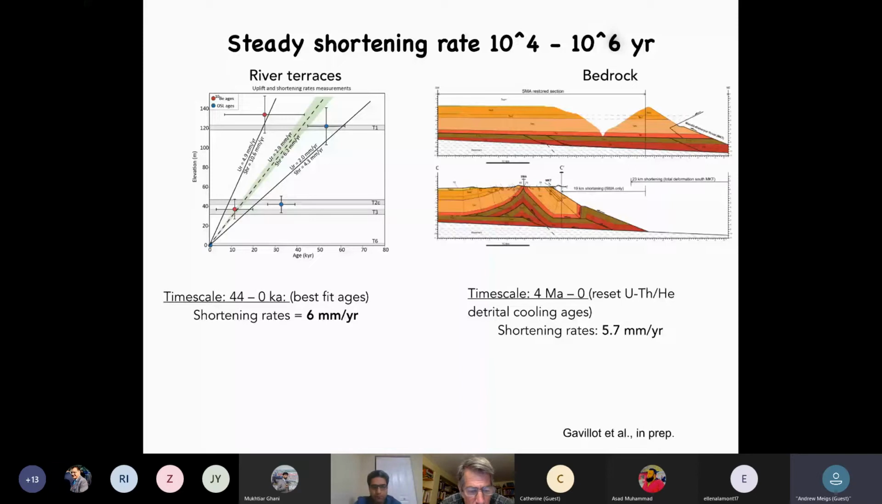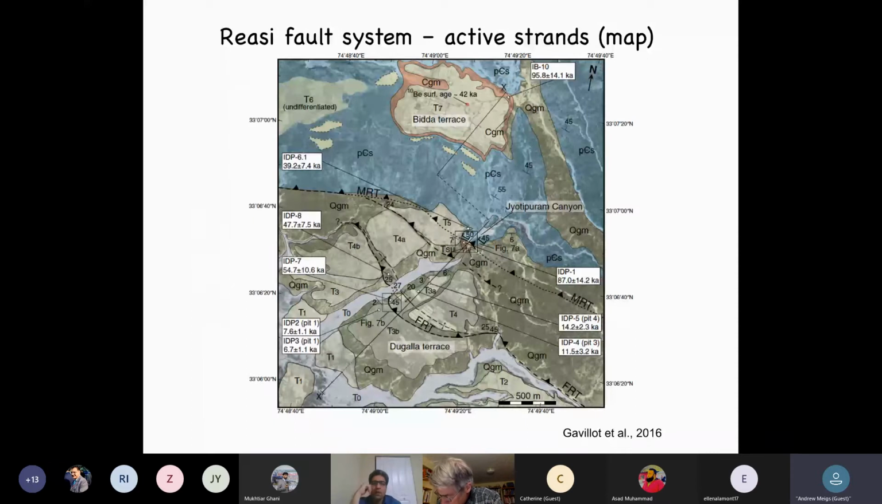The important point really, however, is that about half of the convergence of South Tibet with respect to the Indian foreland is absorbed at the deformation front, which means there are other active structures to account for the missing other half of the shortening. And the main fault system that is capturing that missing shortening is the Riasi thrust system.